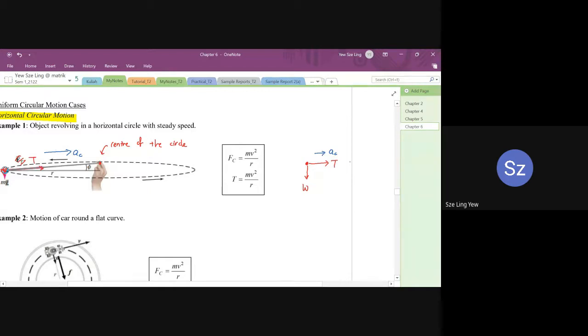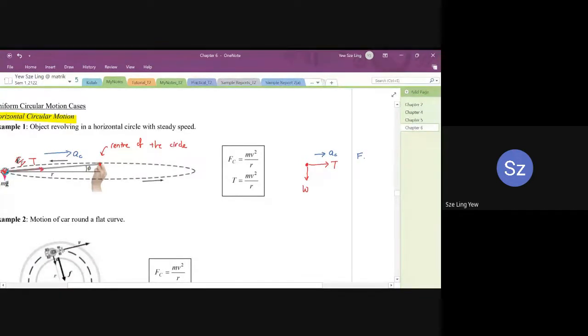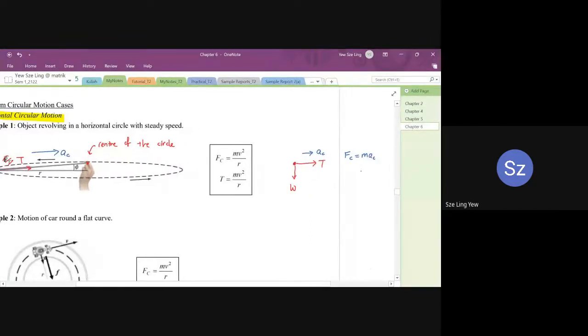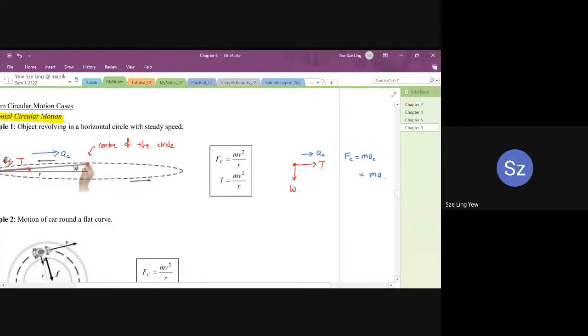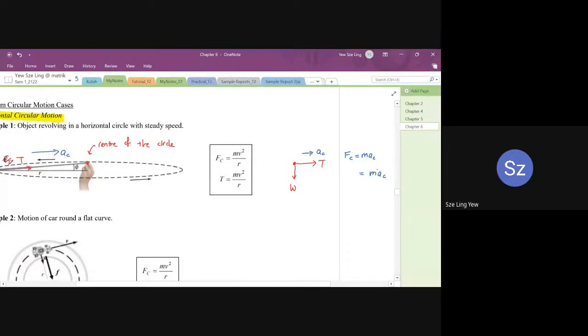So now that I have this diagram, what am I going to do? I'm going to apply Newton's second law. Newton's second law tells me that FC equals MAC. Same as chapter 4, we keep MAC, we don't do anything on the right-hand side of the equation. Now let's see FC. What is the force that keeps our object moving in a circular motion? In this example, the force that is keeping my object moving in a circular motion is just tension. Weight has nothing to do with the circular motion.